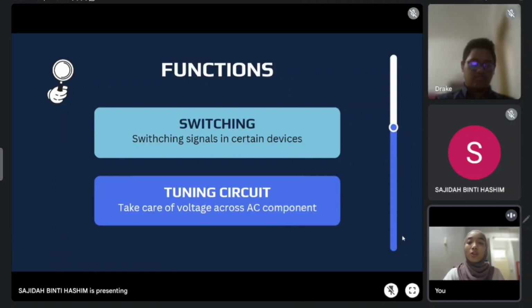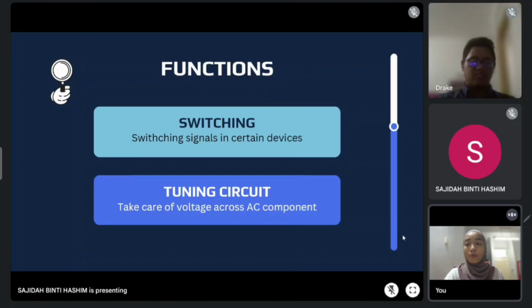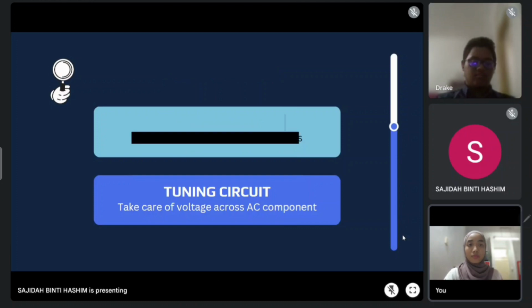Next, the function of a Varactor diode is tuning the circuit. It is good practice to keep the voltage across the AC component, or the voltage across the varicap, at a minimal level. It is also to stop changing the diode capacitance by an excessive amount, which might distort the signal.